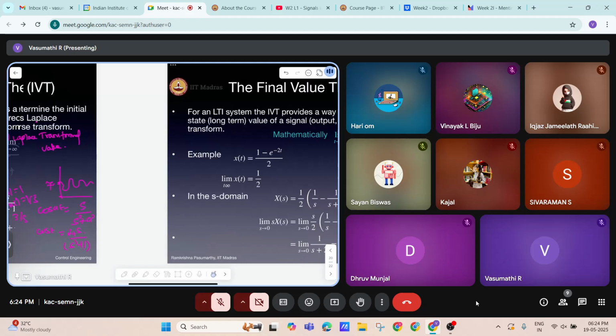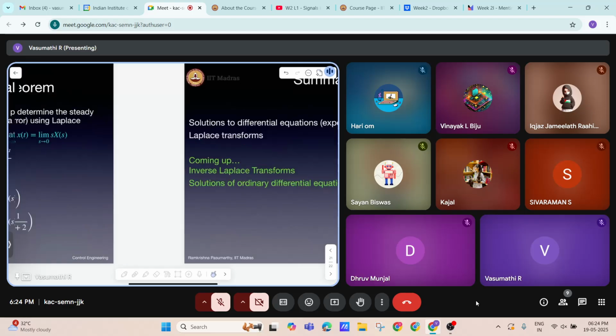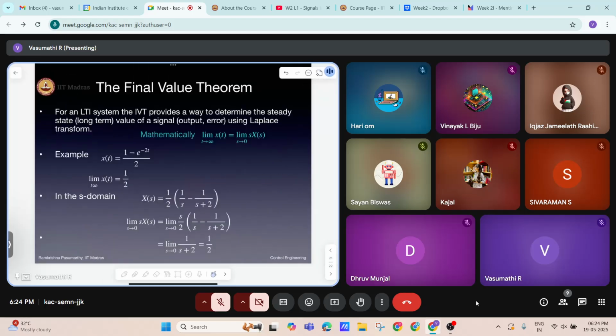Similar to the initial value theorem, there is also a final value theorem, which, instead of giving the initial value, gives the final value. There is not much difference. Whenever you want t tends to infinity, you will just replace s with 0. That's it.